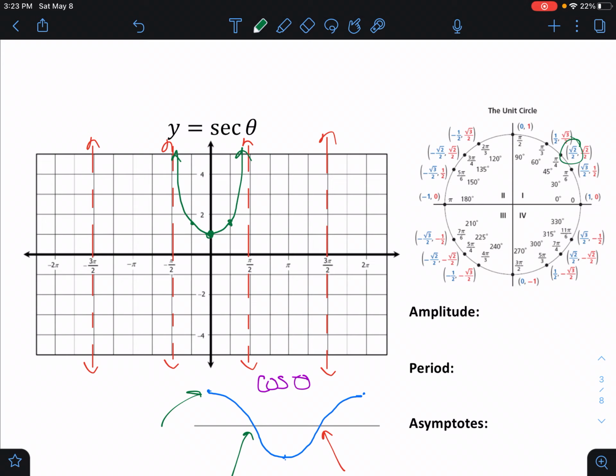All right, now if I go to pi, I have -1, take the reciprocal, I get that. So now it's going to look like this. And then I can fill out the rest of this.